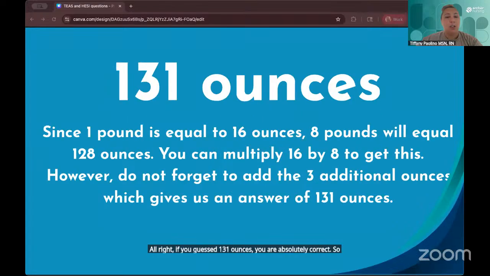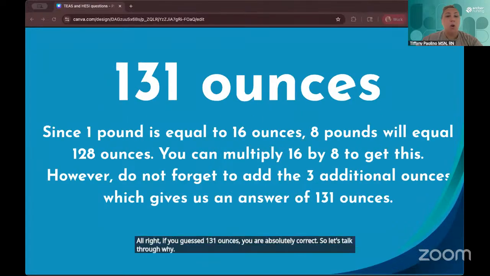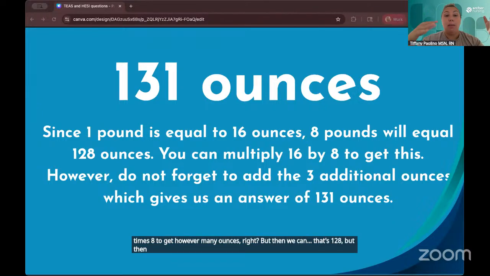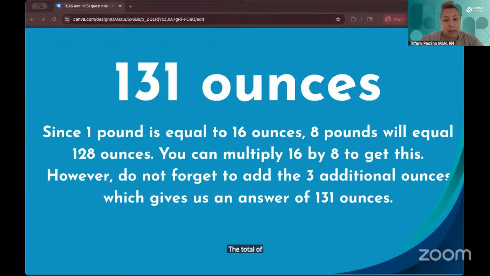So let's talk through why. 1 pound is 16 ounces. So what do we have to do? You have to multiply 16 times 8 to get however many ounces, right? That's 128. But then remember, the baby is 8 pounds and 3 ounces. So we have to add 3 to that. And that's where we get the total of 131 ounces.